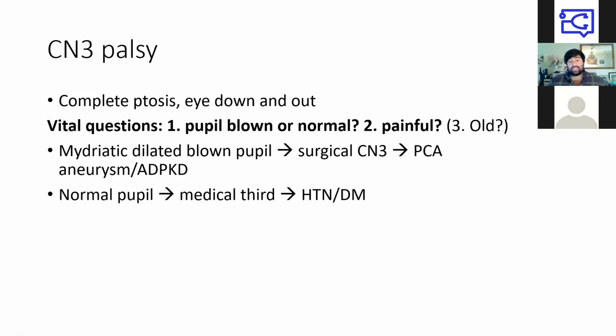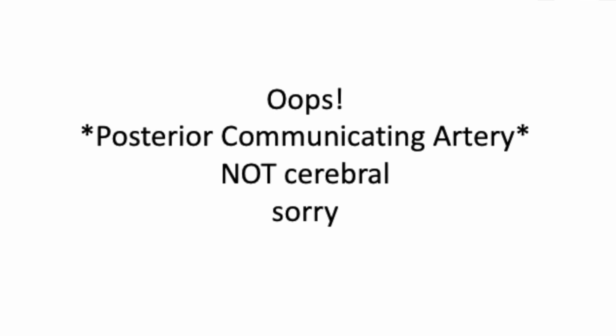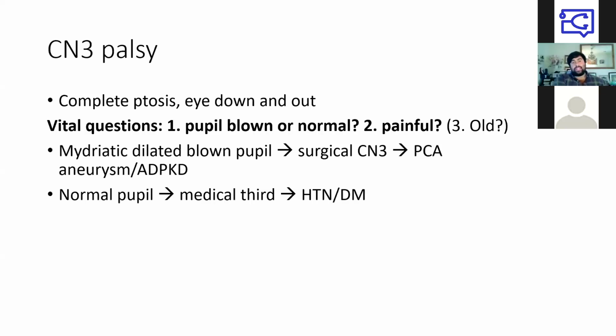The classical cause of that is going to be a PCA aneurysm, a posterior cerebral artery aneurysm, which is going to be pressing on the third nerve and causing a surgical third nerve palsy. If they have a normal pupil, so there's no anisochoria, then that's called a medical third nerve palsy, and it's classically going to be seen in patients with microangiopathic disease like hypertension, diabetes. So that's just a very brief run through of third nerve palsies.